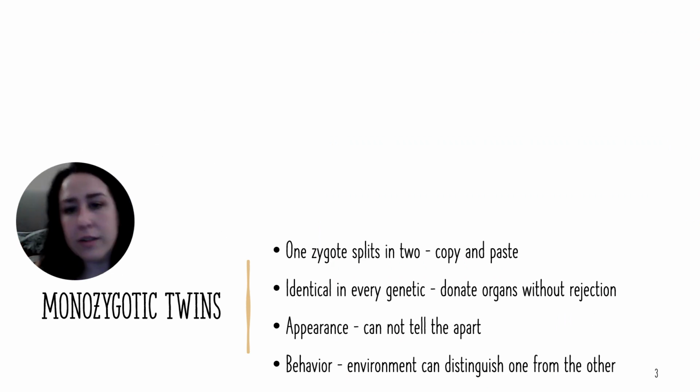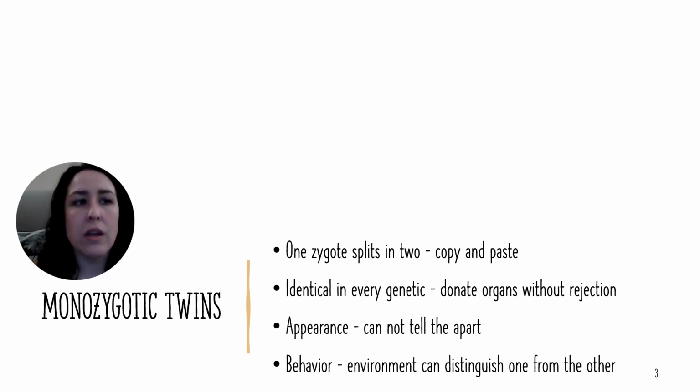A couple of facts about identical twins. In order for it to be an identical twin, there is one embryo or ova that one sperm goes into, and that one splits into two and pretty much copies and pastes everything, so they are pretty much the same. Every genetic marker, everything, all of it is the same. Their appearance is exactly the same. You can't really tell them apart.